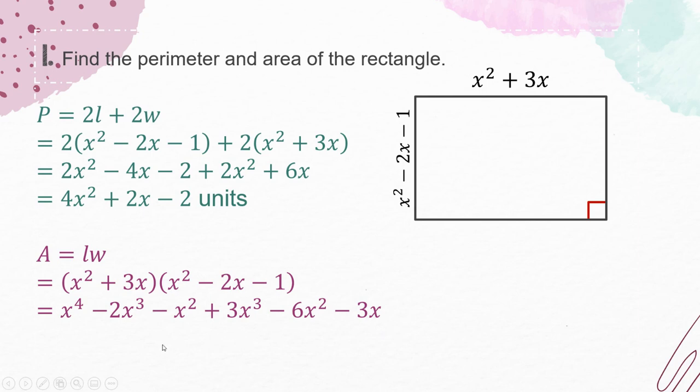And then we can combine like terms. So I've got negative 2x cubed plus 3x cubed. We can combine those. And then we also have a negative x squared and a minus 6x squared. So after combining like terms, we've got x to the 4th plus x cubed minus 7x squared minus 3x. And we would label that units squared.